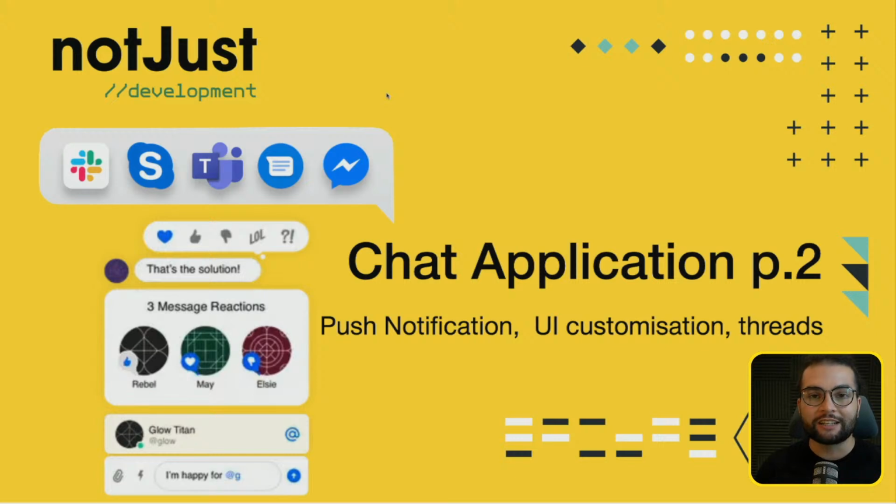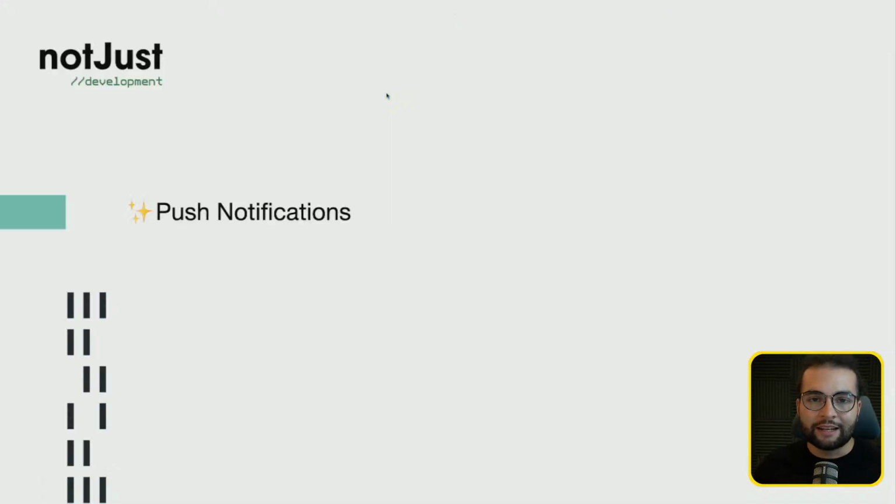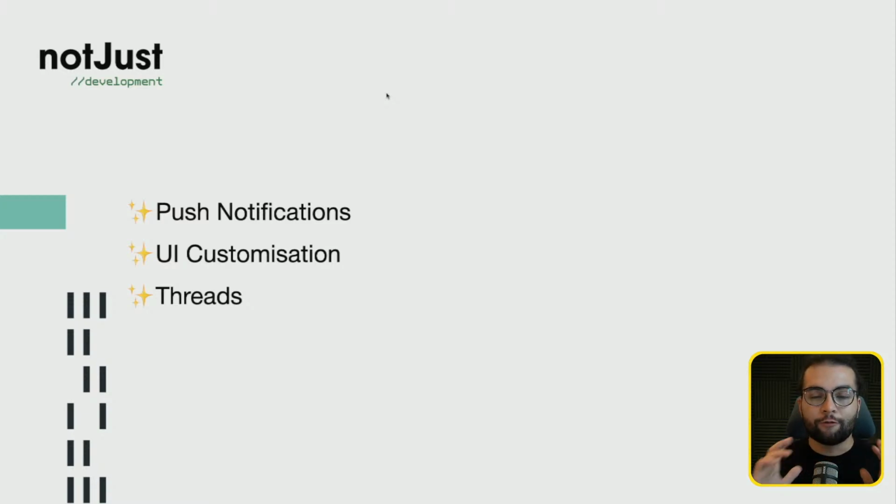In this live stream, we're gonna continue our chat application that we started last week, and we're gonna complete it with a set of extra new features, which will take this application to a completely new level. So today we're gonna implement push notifications, UI customization, and also threads, similar to Slack. But the focus of today's video is going to be push notifications, because this is the feature that a lot of you asked about during the previous live stream, if it's possible to implement push notifications. And today I'm going to show you how to do that.